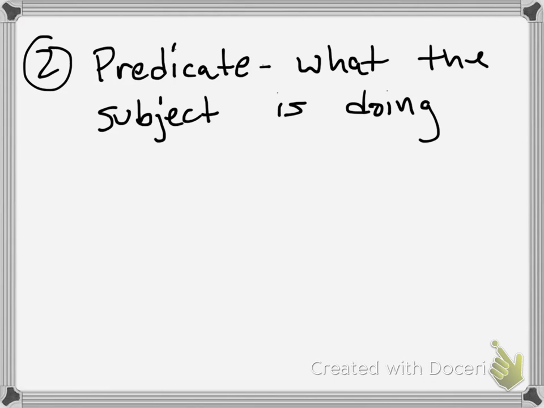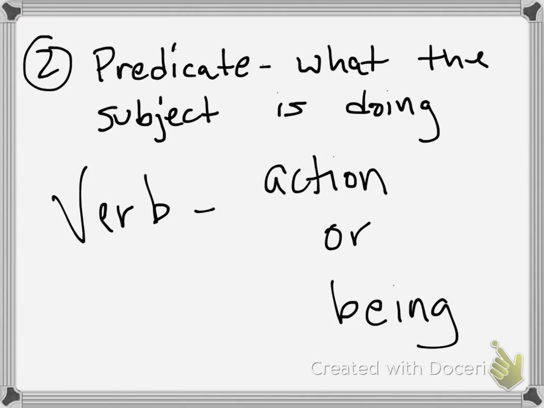So this will include the action or the being. So the predicate is our verb that is in the sentence, and then depending if we're talking about the complete predicate, it will be the other items that are along with the verb. So again, that predicate, that's our verb, our action or being.